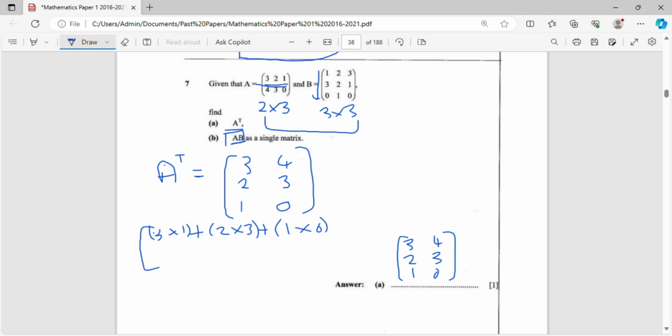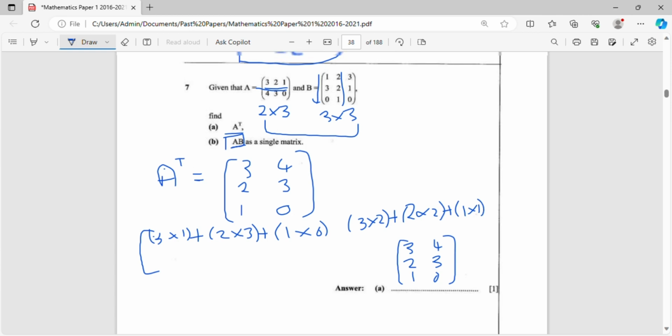Then now again the first row will multiply by the second column. So it will be 3 by 2 plus 2 by 2 plus 1 by 1. And so it will continue multiplying with the third column. So it will be 3 by 3, which will give us 9, plus 2 by 1, which will give us 2, plus 1 by 0, which will give us 0.